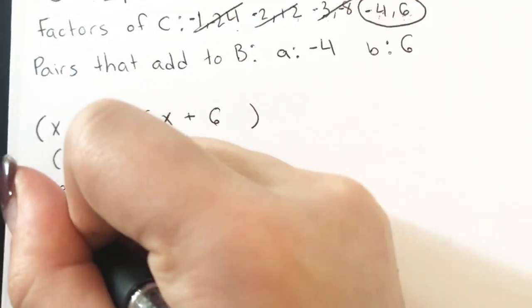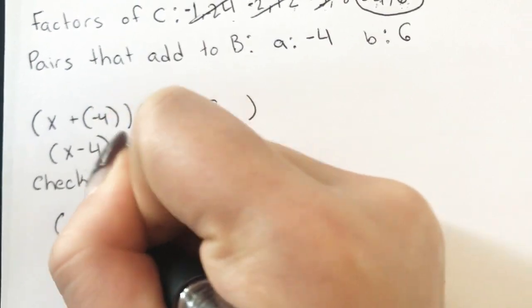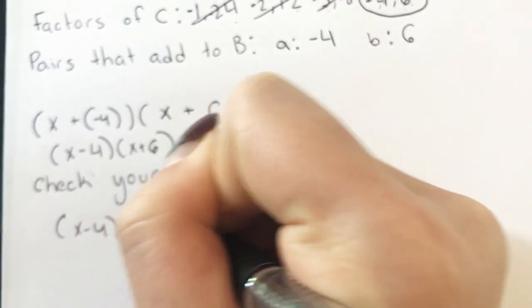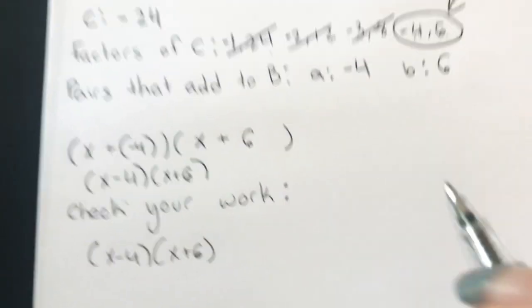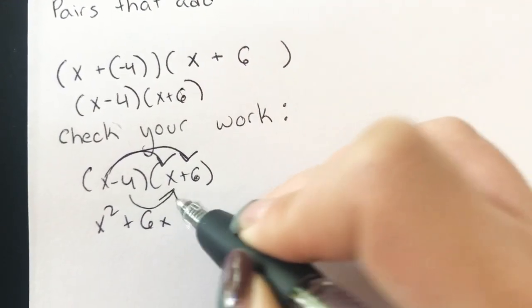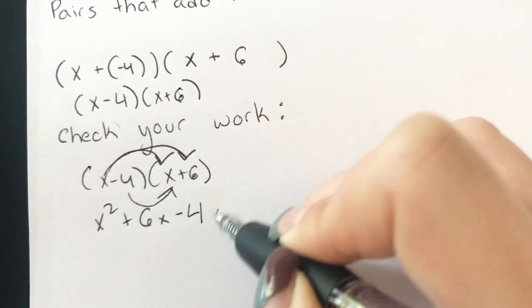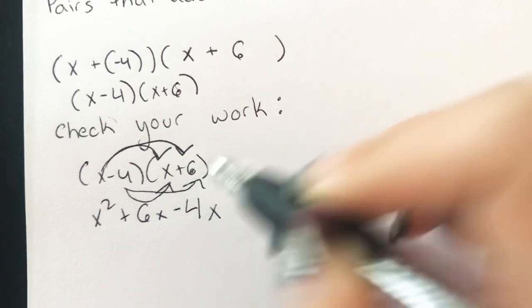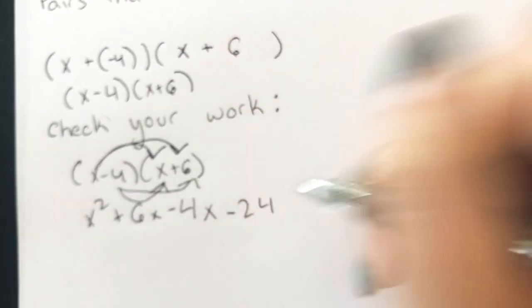Last step is to check our work. So I have x minus 4 times x plus 6. And I'm going to distribute to make sure that it matches my original function here. So I have x times x, which is x squared. I have x times positive 6, which is 6x. I have negative 4 times x, which is negative 4x. And I have negative 4 times 6, which is negative 24.